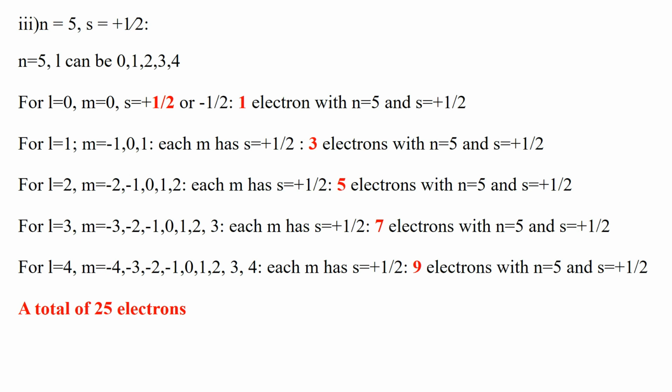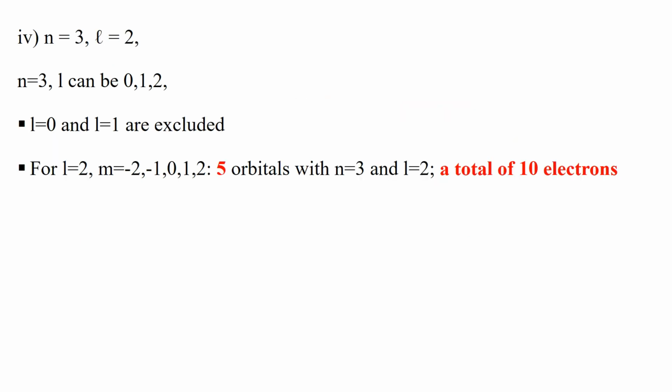N is equal to 3, L is equal to 2. For N is equal to 3, L can be either 0, 1, and 2. L is equal to 0 and L is equal to 1, we exclude these because they do not have L is equal to 2. Then for L is equal to 2, M will be equal to minus 2, minus 1, 0, 1, and 2. How many orbitals? 5 orbitals with N is equal to 3. Then each orbital accommodates 2 electrons. 5 times 2, then we have a total of 10 electrons.